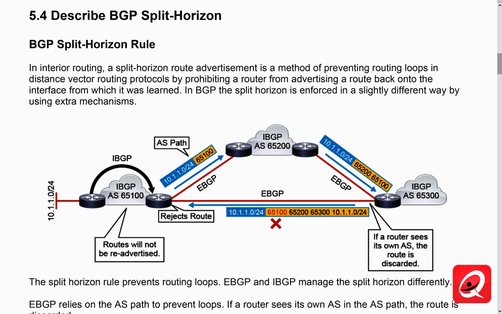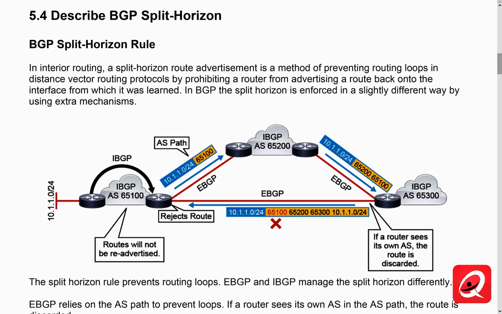All right. So in interior routing, as the book states here, a split horizon route advertisement is a method of preventing routing loops in a distance vector routing protocol by prohibiting a router from advertising a route back onto the same interface from which it's learned, right? We mentioned that a couple of times already, all right? And that's a traditional distance vector concept. RIP and EIGRP, IGRP all have a similar concept.